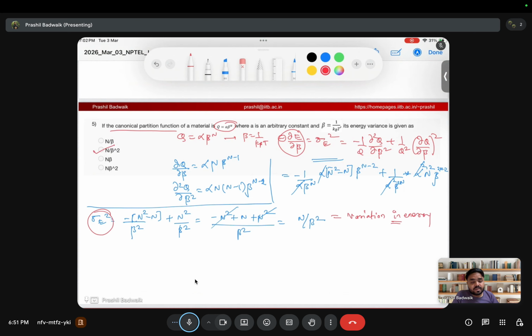So option B is correct for question number 5, right? So I think it is easy, but then you have to do some mathematical manipulations here to arrive at the expression that is required.